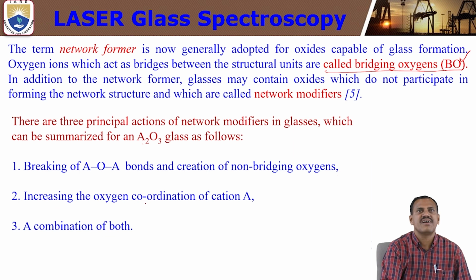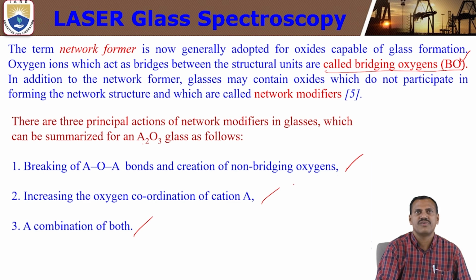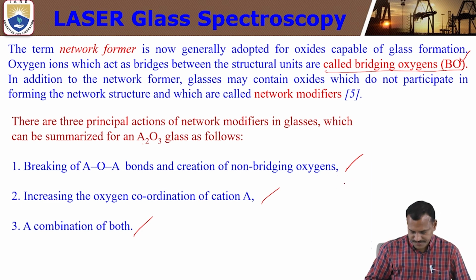The second one is increasing the oxygen coordination of cation A, where A is the cation and O is the oxide. The third one is a combination of both anions and cations. These are the 3 important principles of the network modifiers. By using network modifiers, these 3 important things happen. By considering all these parameters, we can fabricate the glass system or glass network systems.